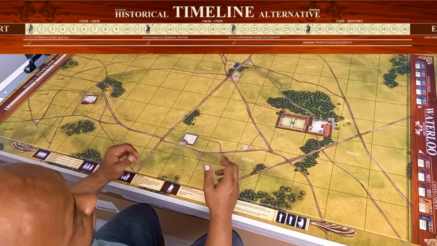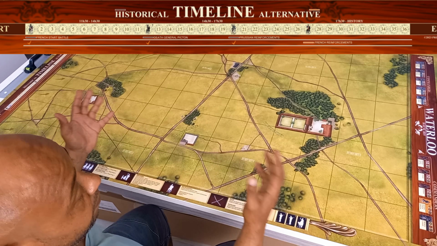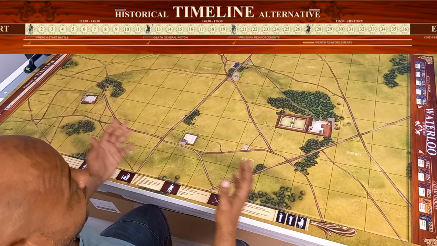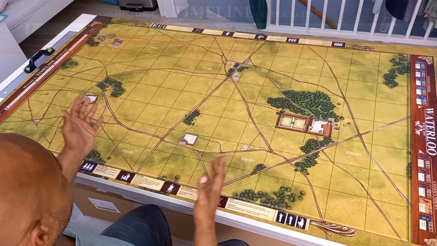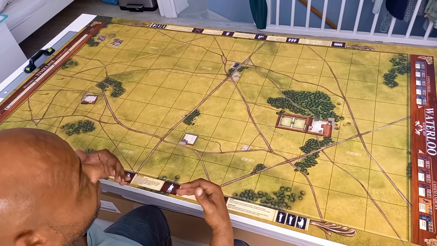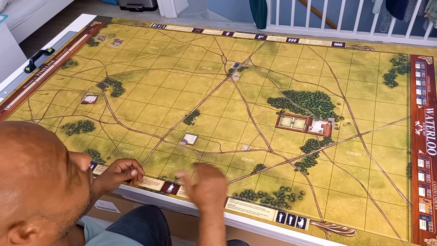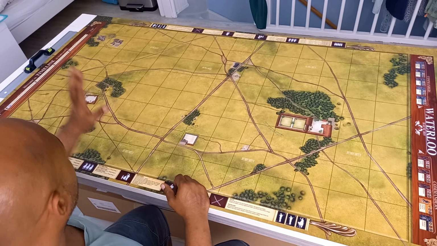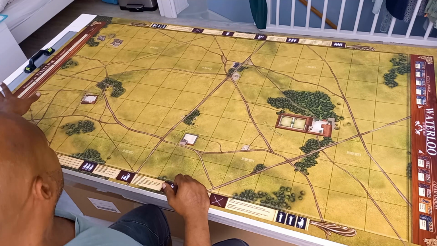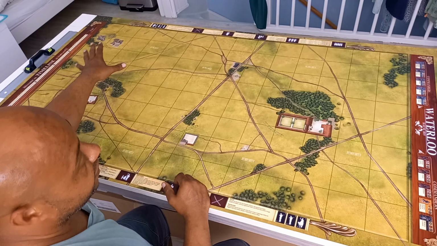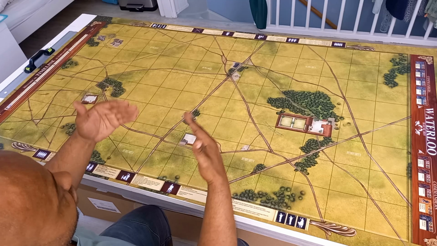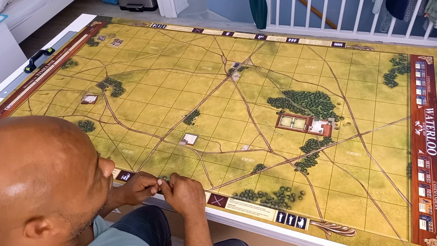You have 36 turns, but if the battle is still raging and there is no real decision to be made, both sides can decide to continue the battle without the timeline. So it has 36 turns. In each turn, each side plays 4 action points.